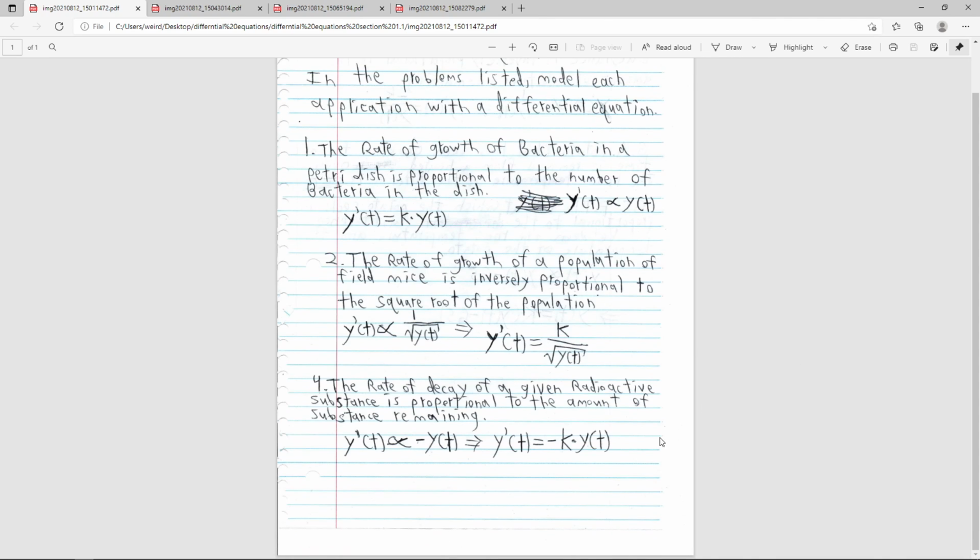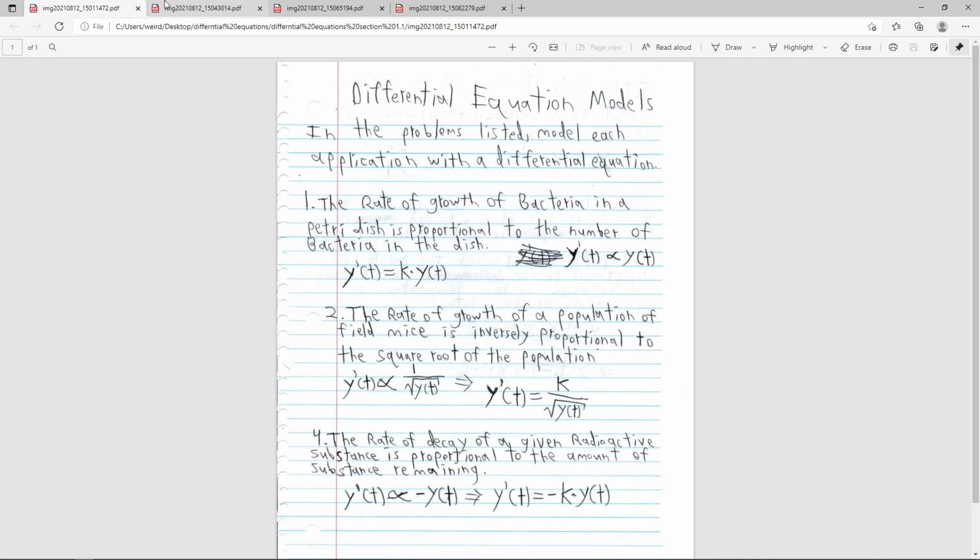This continues as you can read them, but for the rate of decay, I put in a negative sign here for how I would work it through. That's the only thing you have to remember when it's proportional to the amount of substance remaining: just k times y of t, but it's negative this time because it's a decay. That's how you should view it.